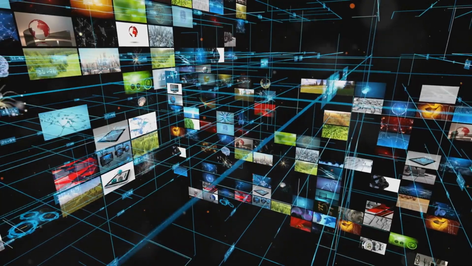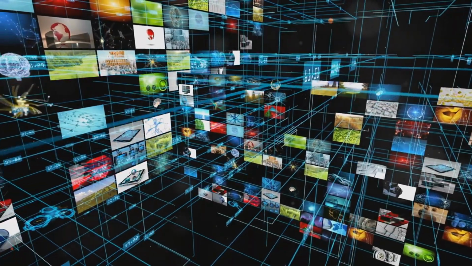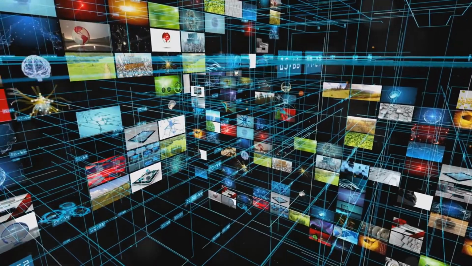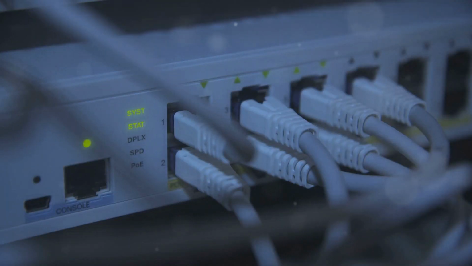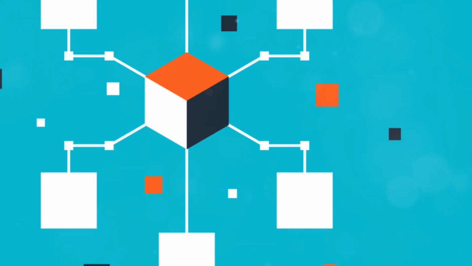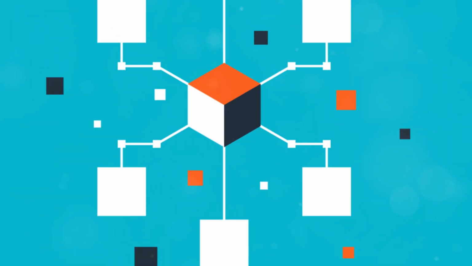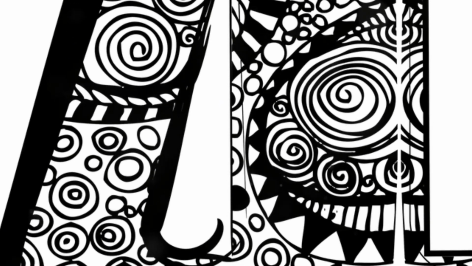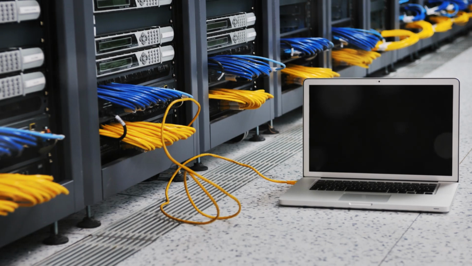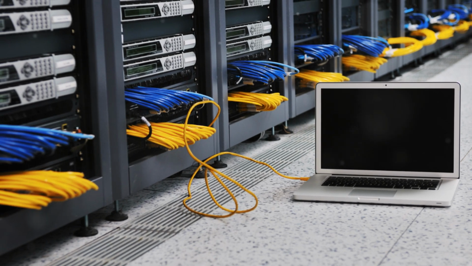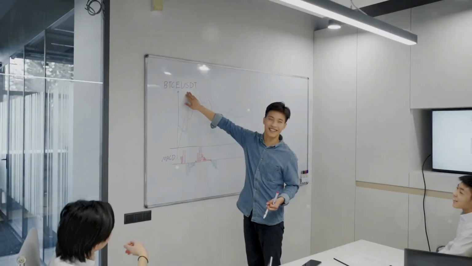Here's how it looks. Subnet 1, 192.168.1.0/26. Subnet 2, 192.168.1.64/26. Subnet 3, 192.168.1.128/26. Subnet 4, 192.168.1.192/26. Each subnet has its own range of IP addresses, allowing for better organization and management.